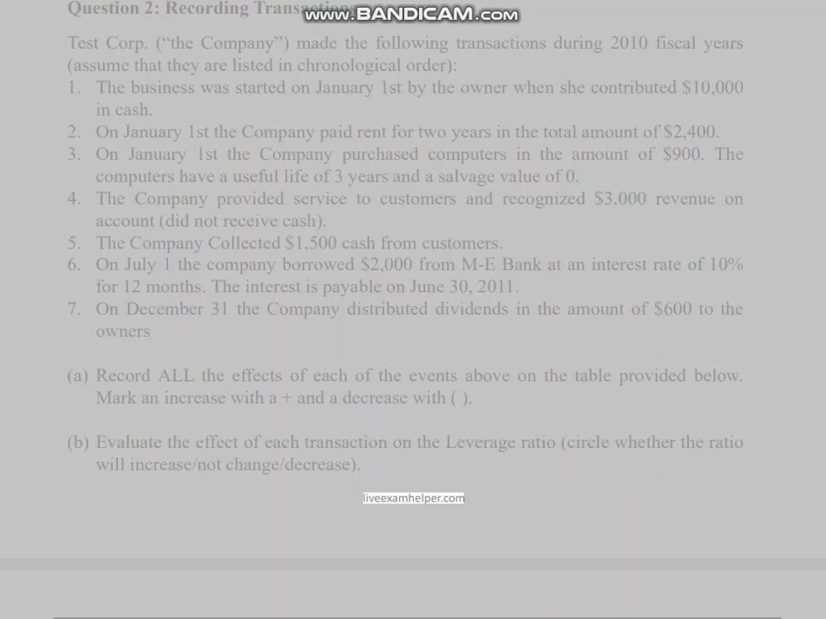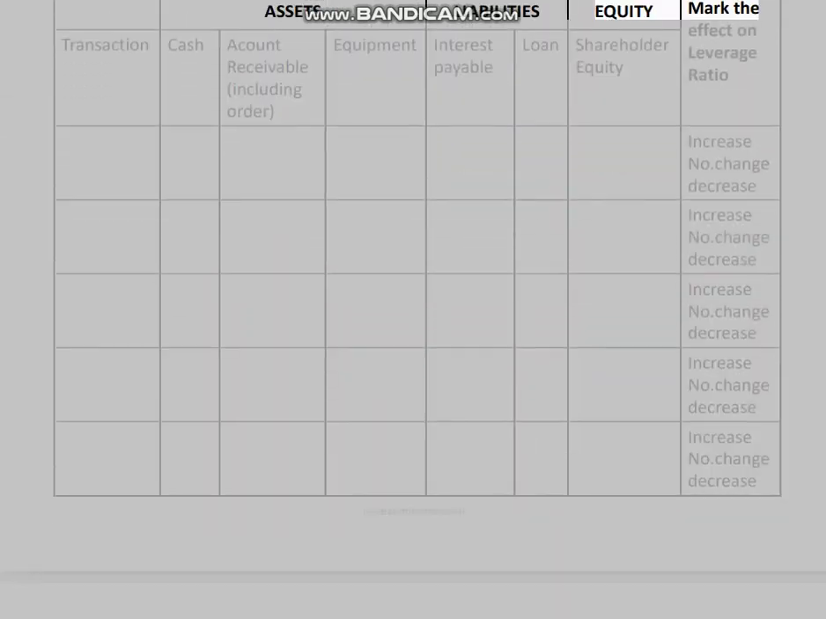Assets, liabilities, equity. Mark the effect on leverage ratio. Transaction, cash, accounts receivable, prepaid rent, equipment, interest payable, loan, shareholder equity. Increase, no change, decrease, for each column.